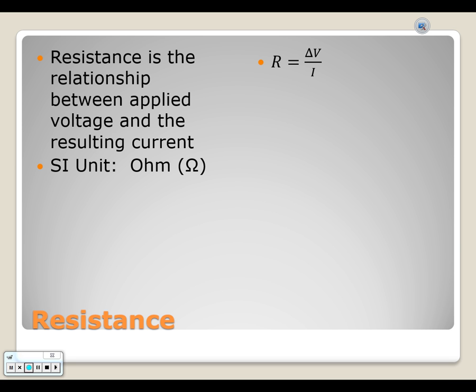The SI unit for measuring resistance is the ohm. The Greek letter we use to represent the ohm is omega.